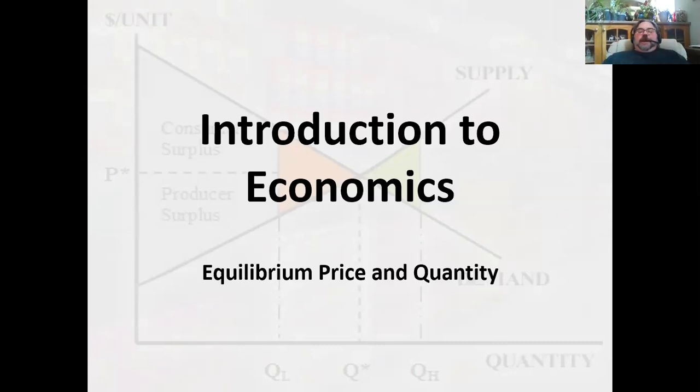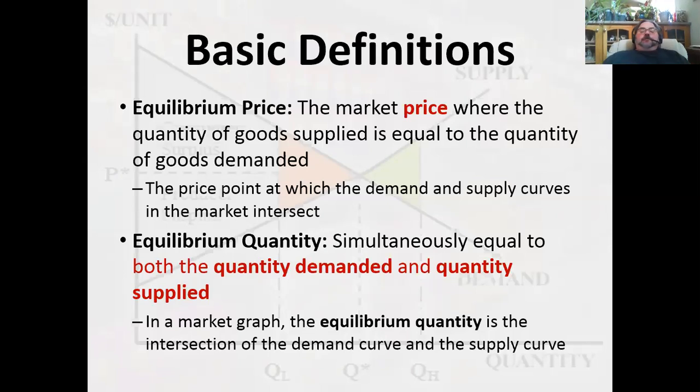So we're going to be looking at a few definitions, and we're going to be talking about how the equilibrium point is determined and what it actually means to both consumers and producers. As with anything, when we start a new topic, we talk about basic definitions. They start with equilibrium price and equilibrium quantity. Together, the equilibrium price and the equilibrium quantity are what define the equilibrium point.